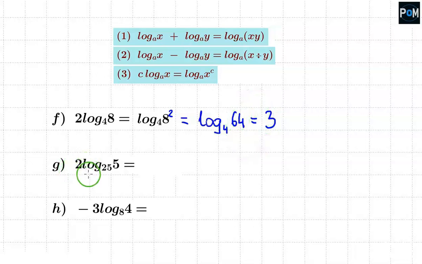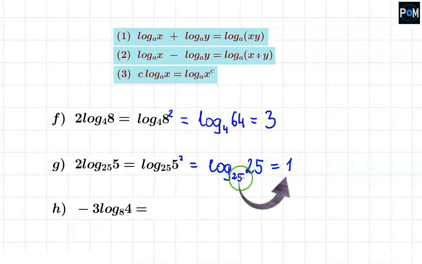In example G, we have a 2 in front, so we write this log, but without this 2 in front. And this 2 jumps into the exponent of the number 5. It is 5 to the power of 2, and you have to calculate that power. The log base 25 doesn't change, and we calculate 5 to the power of 2, which is 25. And from such a log, we get the result 1, because 25 to the power of 1 is 25.